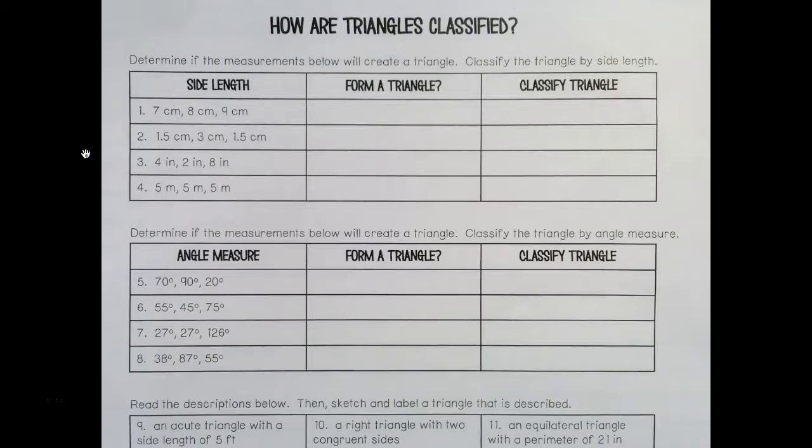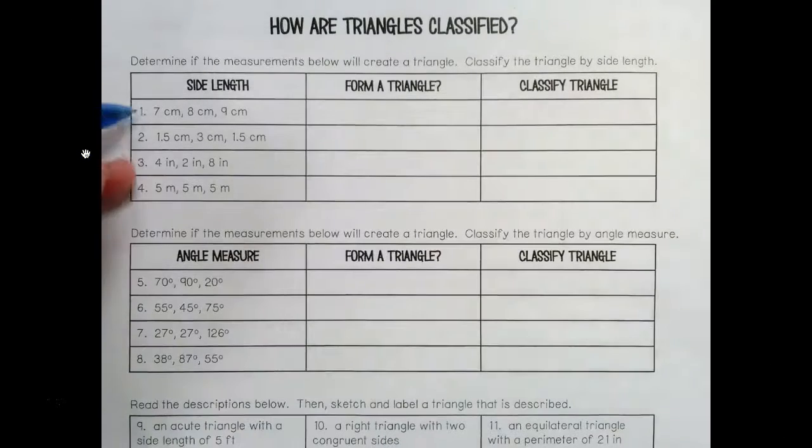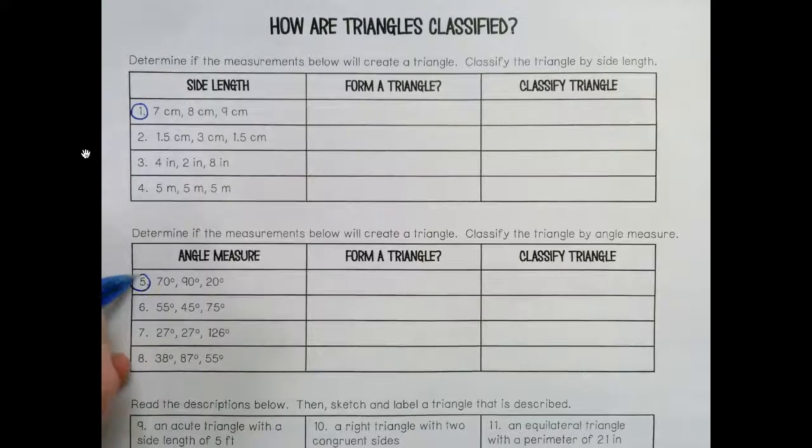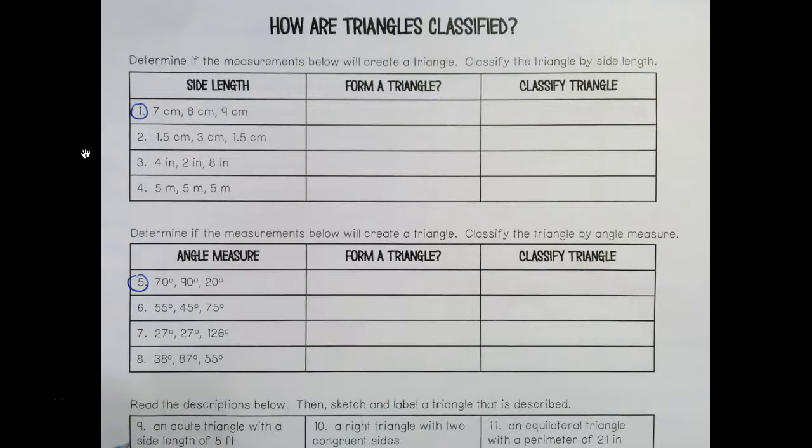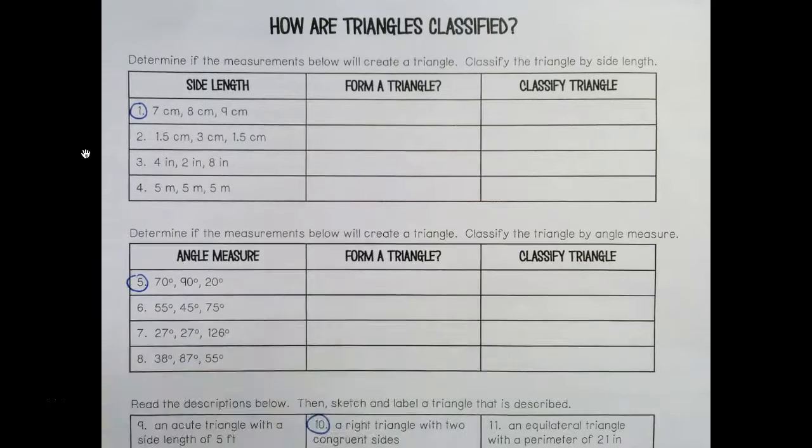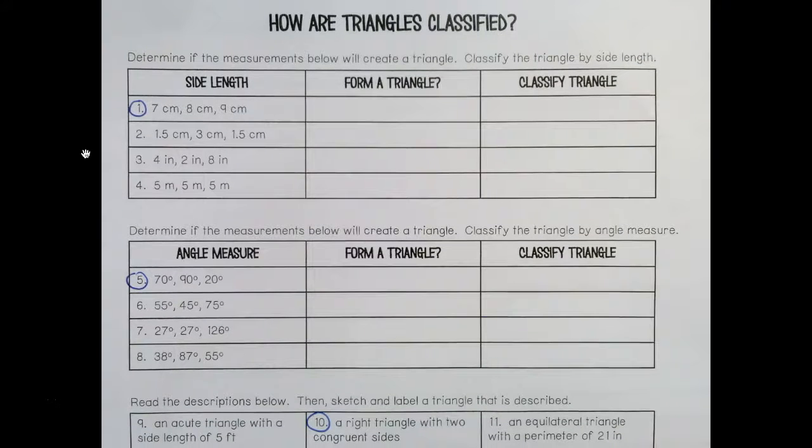Okay, independent practice on how are triangles classified. I'm going to do an example for number 1, number 5, and let's see, number 10 perhaps, and then you're on your own. Okay, determine if the measurements below will create a triangle. Classify the triangle by side length.